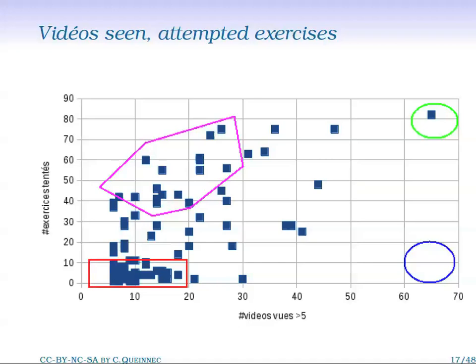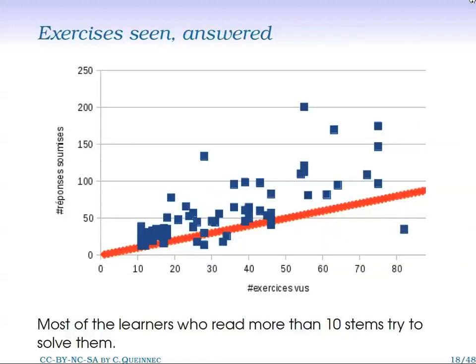So there are two solutions: either they are good students who understand things the first time and don't need all the videos, or they already know Scheme because they were teachers. We have a number of teachers among the students, and they know the stuff, so they just practice the exercises and don't need many videos to understand what happens in this MOOC.